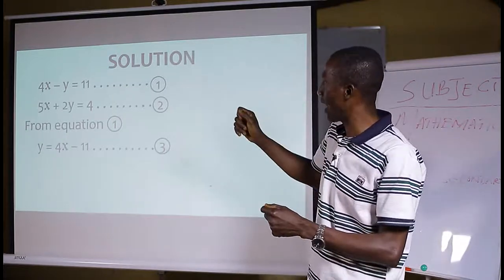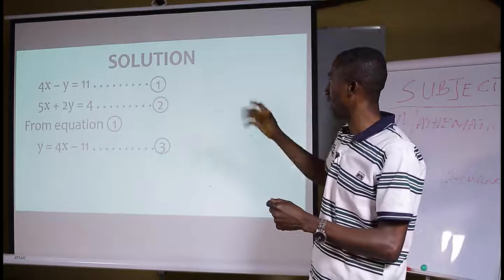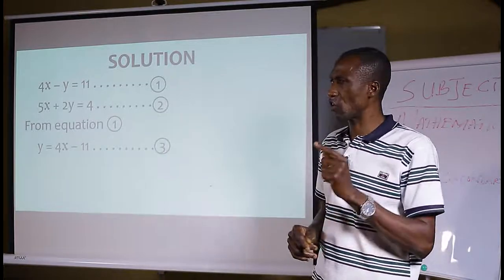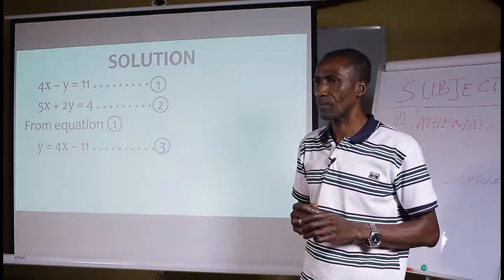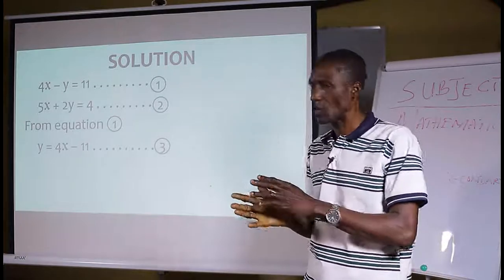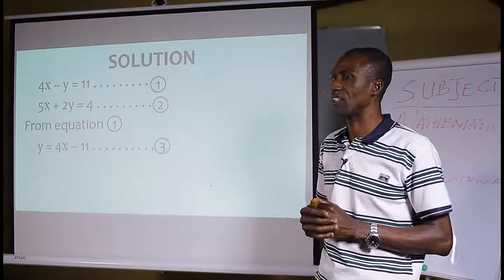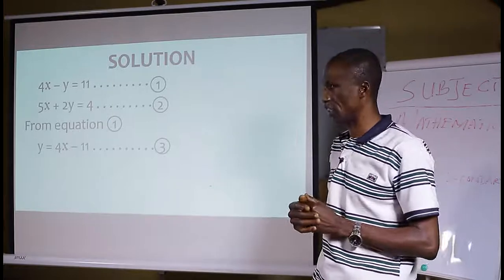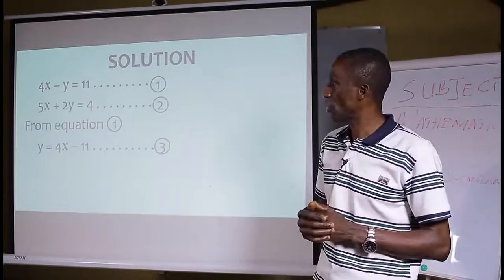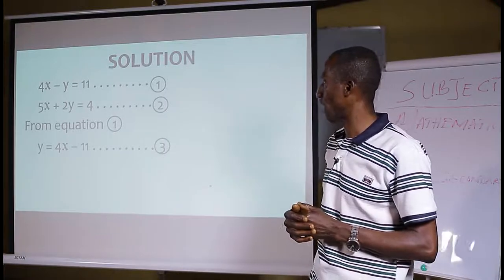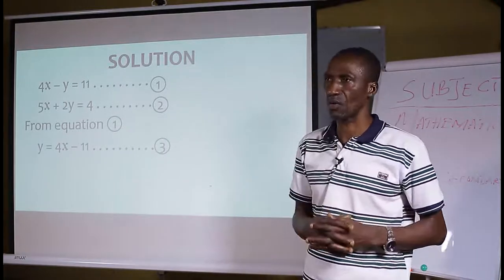And when minus y crosses to the right-hand side, it becomes plus y. Recall that when a number crosses an equal sign, either to the right or to the left, the sign changes. That is the standard rule that is binding in solving equations. So don't forget that. That is why we have y equals 4x minus 11, and that gives us equation 3.